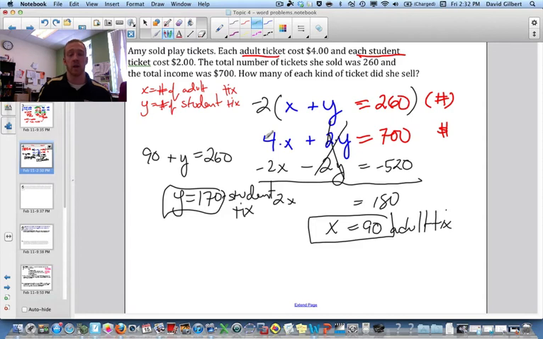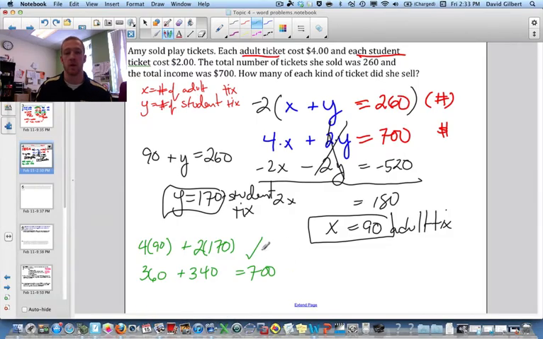We should, of course, check our answer, right? Let's guarantee that we got it right. So I got the 170 from this equation, so we know that's going to work out. Let's try the second one. 4 times 90 plus 2 times 170 should equal 700. So that's 360 plus 340, and that does in fact equal 700, which means we've done this correctly.